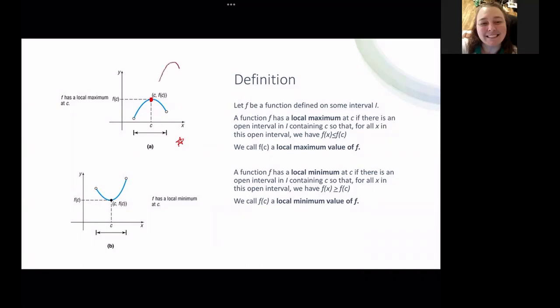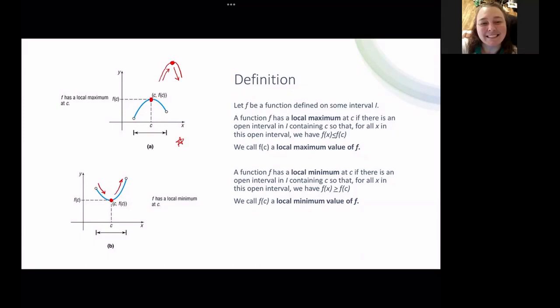Basically, we're getting to the top of the hill. So it is increasing directly before it, and it is decreasing directly after it. That's a local maximum. On the flip side, a local minimum is going to be where you are at the bottom of that hill. So everything leading up to it is going to be decreasing. Everything directly after it is going to be increasing. That is what we're going to be calling a local minimum value of f.